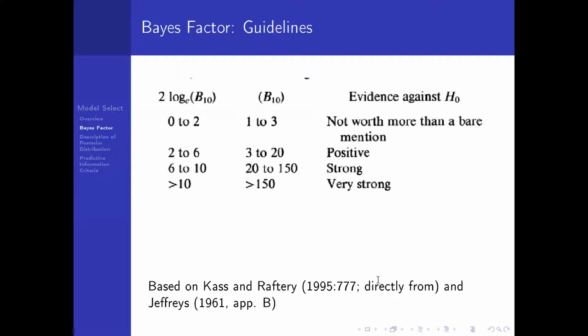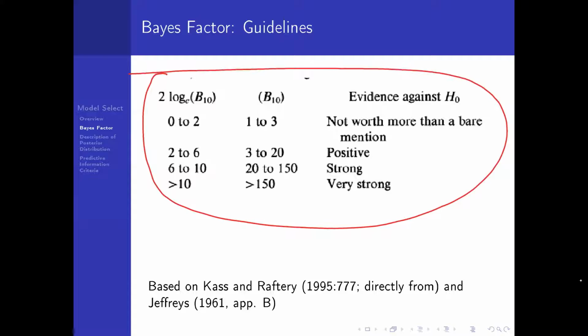and Jeffreys in 1961, we have this table of guidelines for Bayes factor in adjudicating, in this case, between two models, right? If the Bayes factor is from 1 to 3, then the evidence is not worth more than a bare mention. Basically here is the Bayes factor of model 1 versus 0, or hypothesis 1 versus hypothesis null.